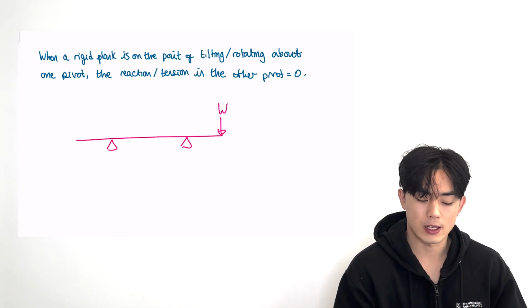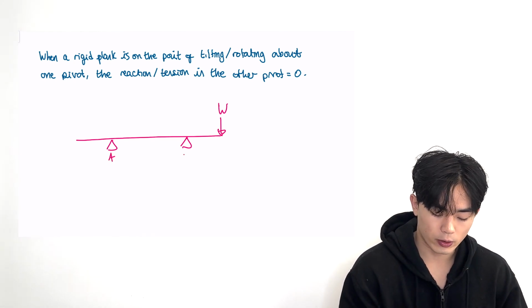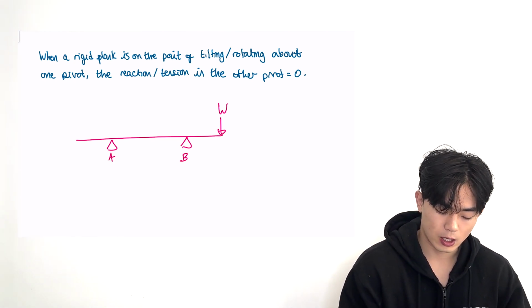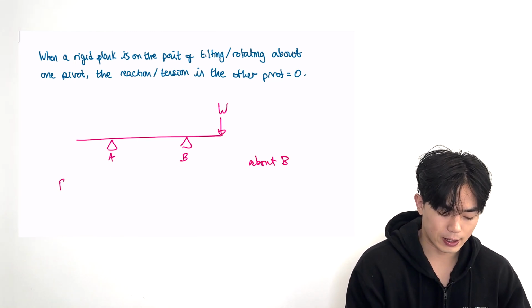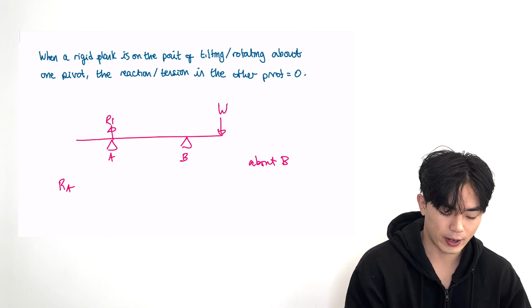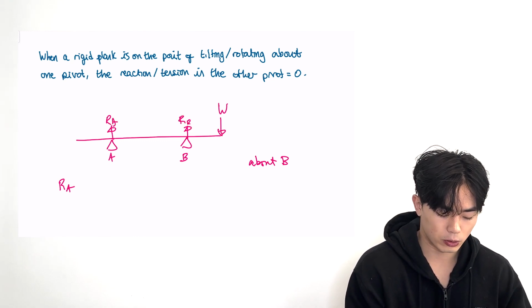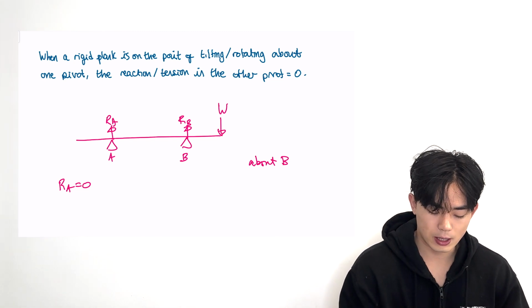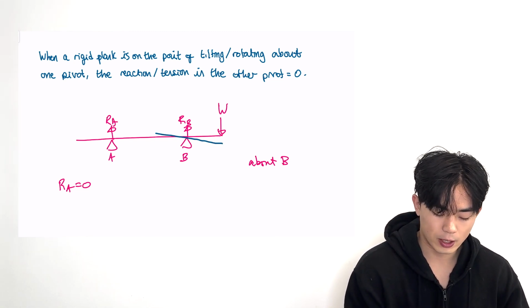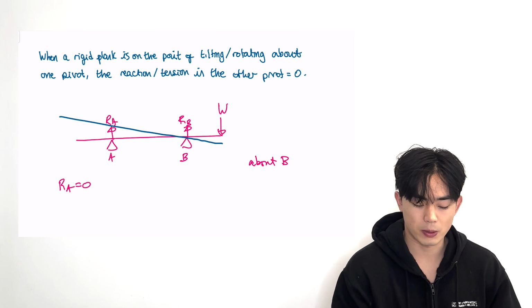Now, if the question says it's on the point of tilting about B, what this means is that the reaction force at A, because we know we have reaction forces here, RA and RB, is actually going to be equal to 0. You can imagine that if I was to push down on W, this plank will slightly lift up. This is a bit eccentric, but it's going to lift up.